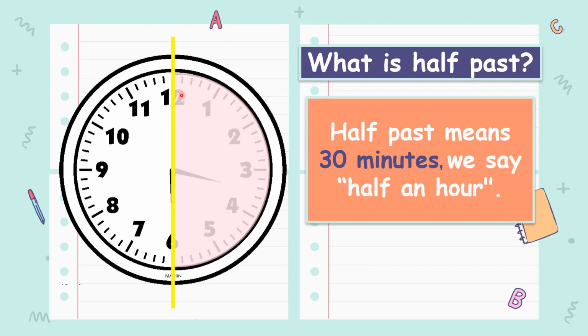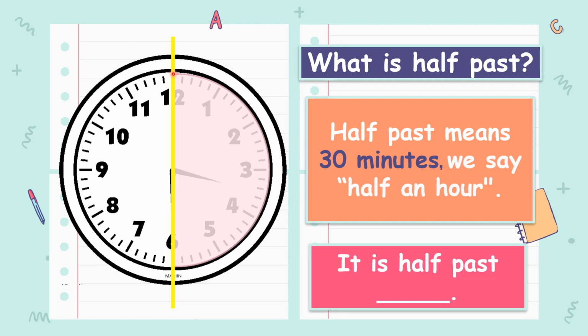Shall we count together? 1, 2, 3, 4, 5, 6, 7, 8, 9, 10 minutes. 11, 12, 13, 14, 15 minutes, 16, 17, 18, 19, 20 minutes, 21, 22, 23, 24, 25 minutes, 26, 27, 28, 29, 30. 30 minutes is half past. We always say, it is half past the hour. Okay, now let's try.